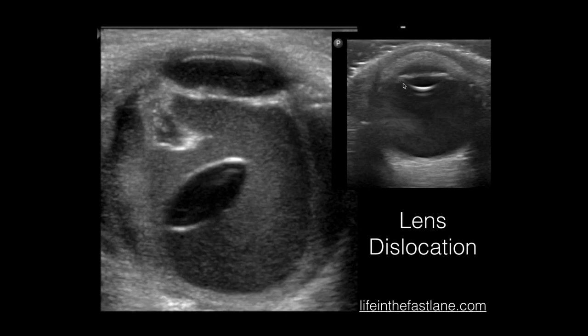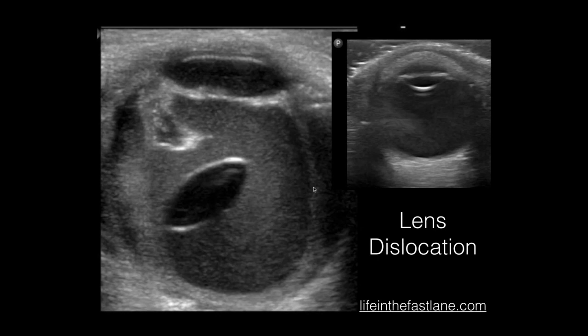Basically, here on the right is what you would expect. You'd see a lens right behind the iris here. However, here there is a lens clearly floating in an echogenic vitreous, and that's a sign of a lens dislocation. Clearly this should not be there. That should be up more on top.